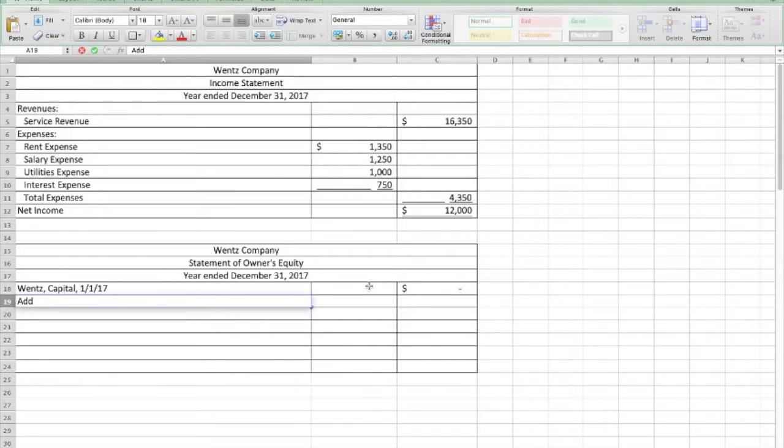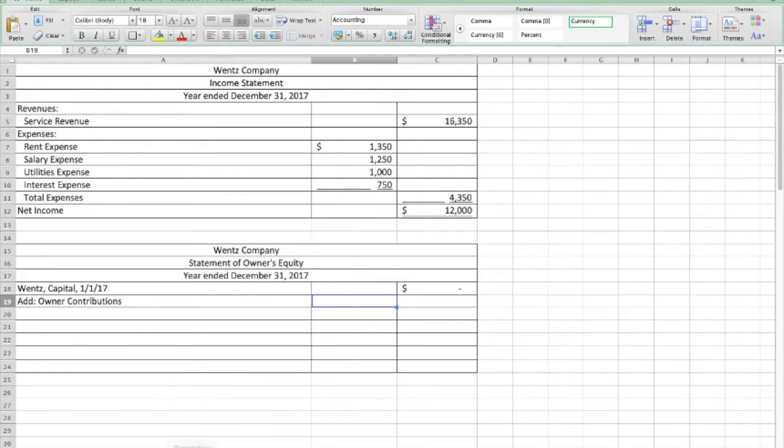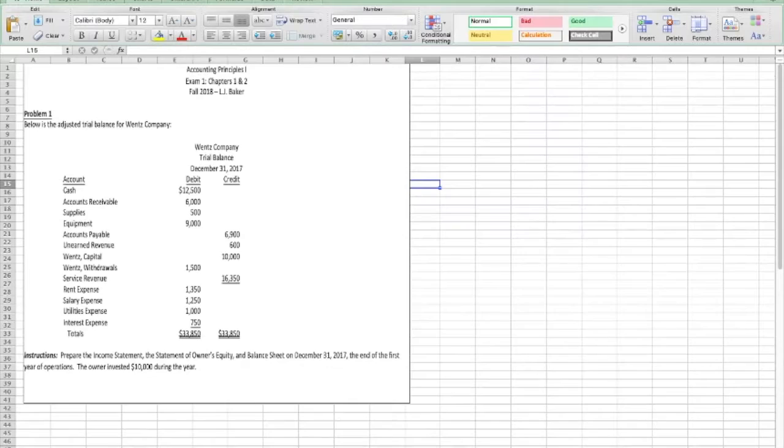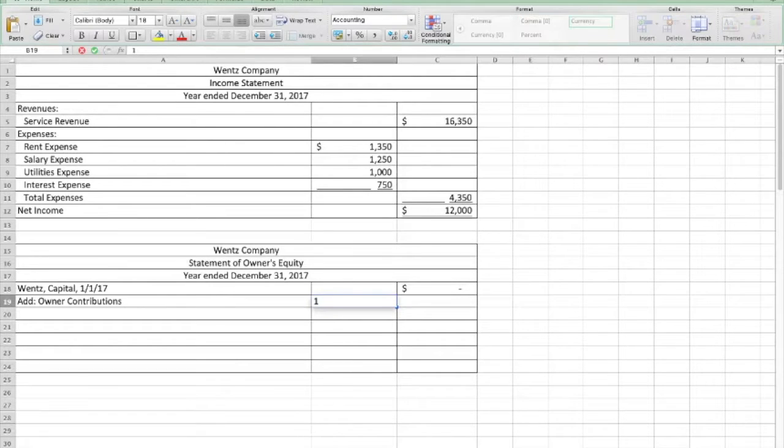Next, I have 2 things that I need to add to that Whence capital balance. I need to add any owner contributions, also known as investments. If I look back here at the problem, the last sentence of the instructions says the owner invested $10,000 during the year. That's where that $10,000 came from. That's now part of Whence capital. So I have these owner contributions of $10,000 to include.